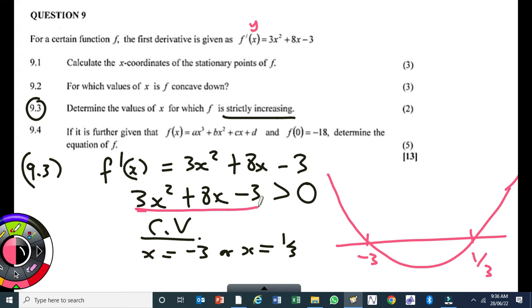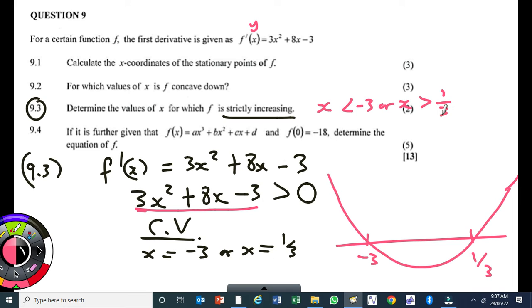0. Where is y greater than 0? This horizontal line here is going to be like your x-axis. Below the x-axis, y is negative. Above the x-axis, y is positive. So if there's a greater than sign here, you just have to look at the left-hand side of minus 3 and the right-hand side of a third. So your two answers are going to be x is less than minus 3 or x is greater than a third.